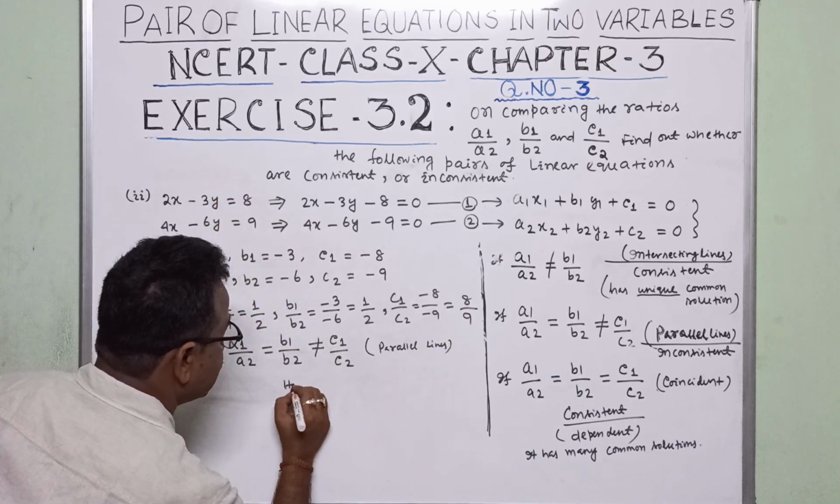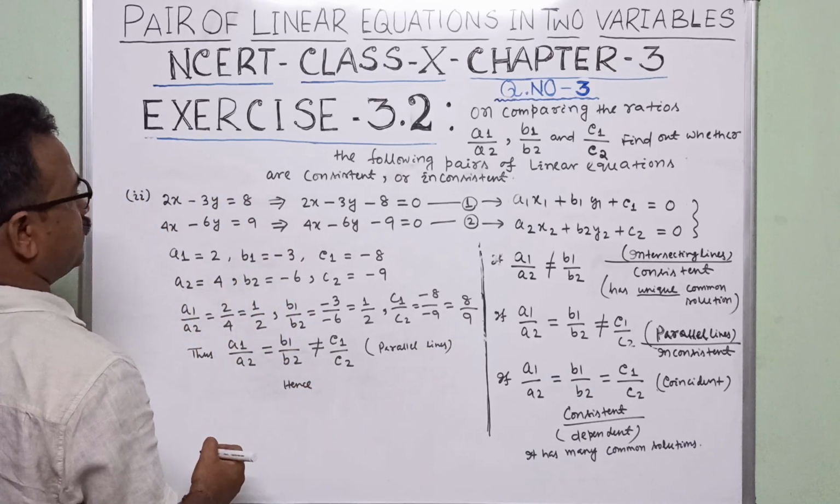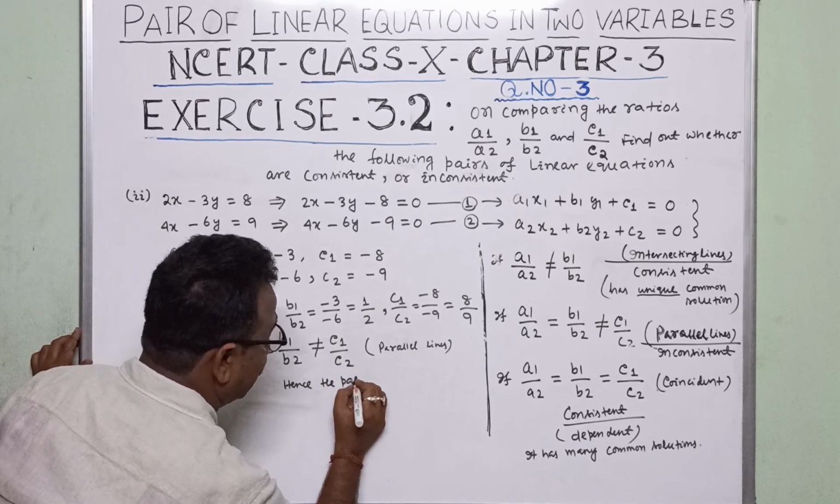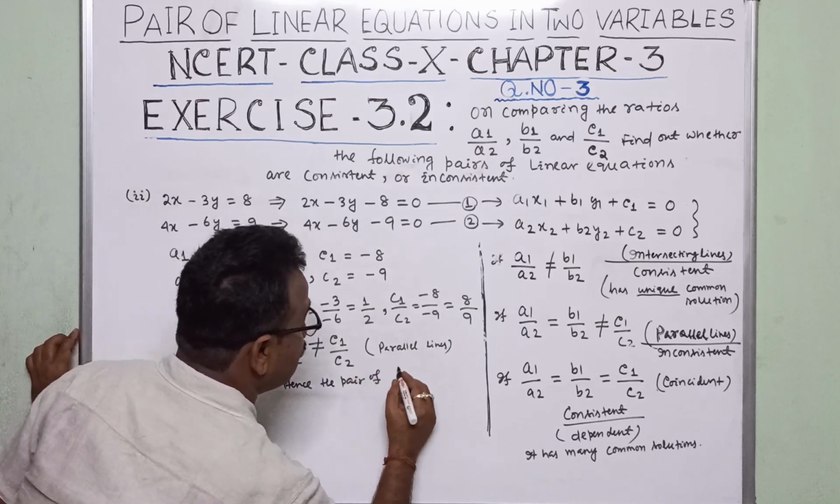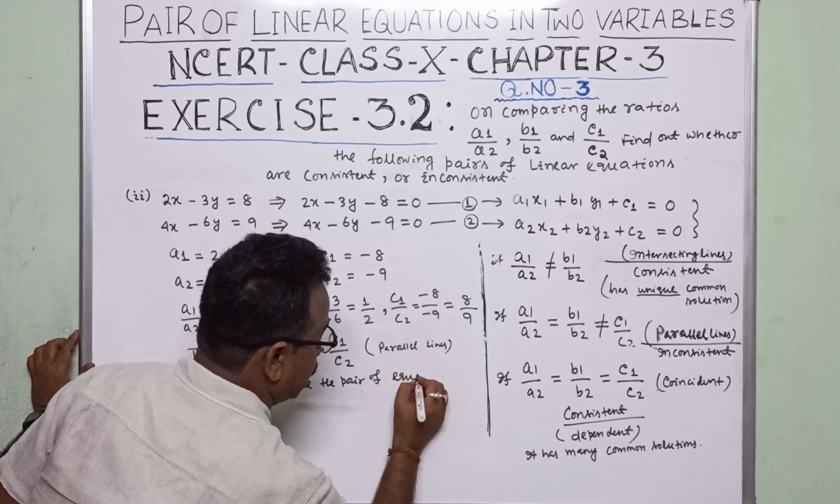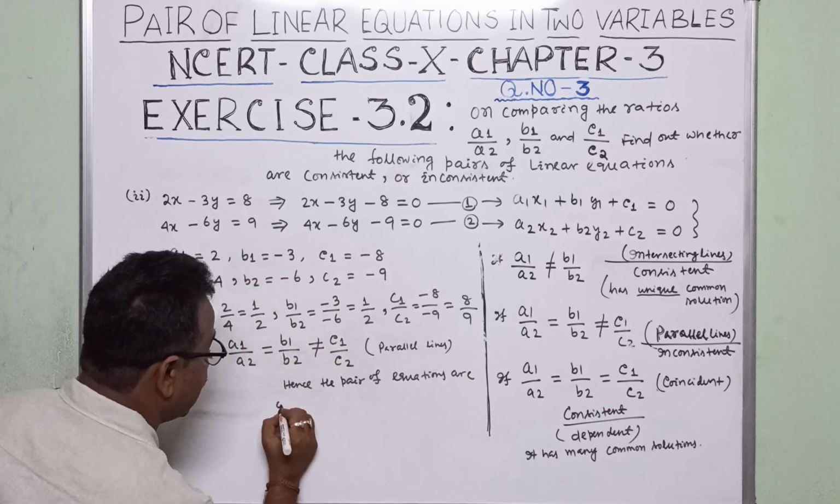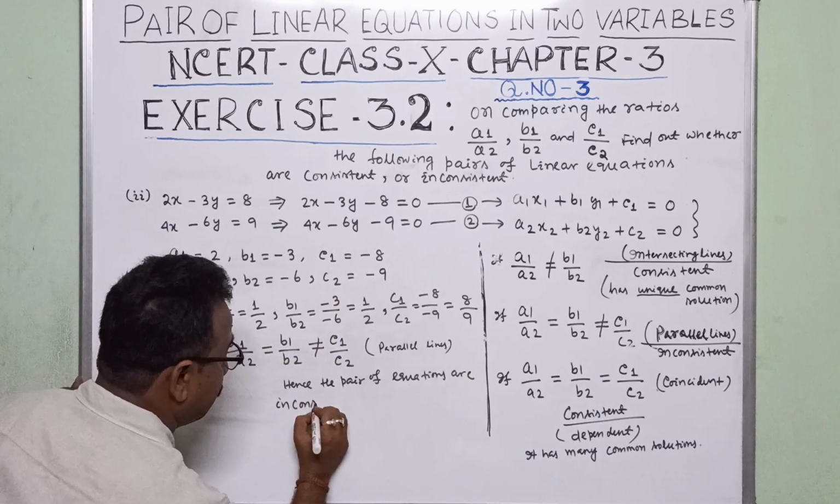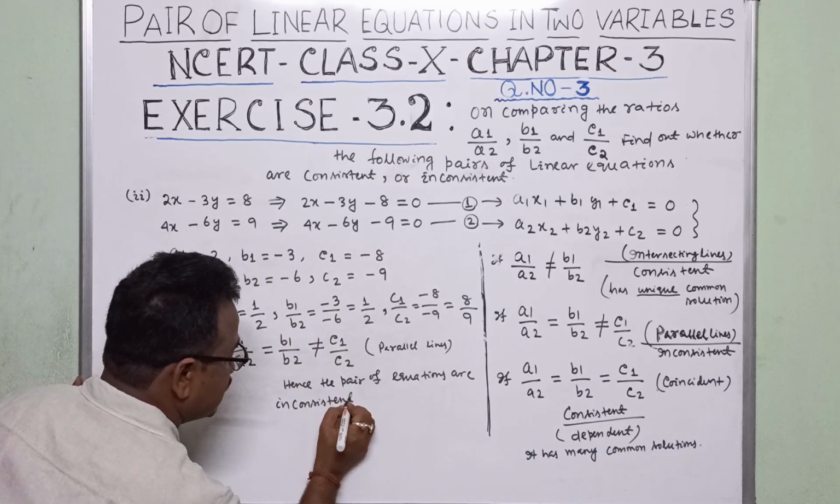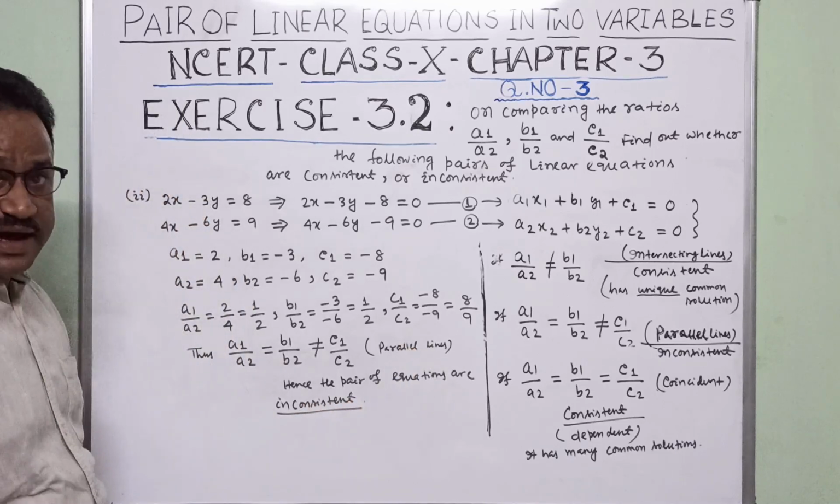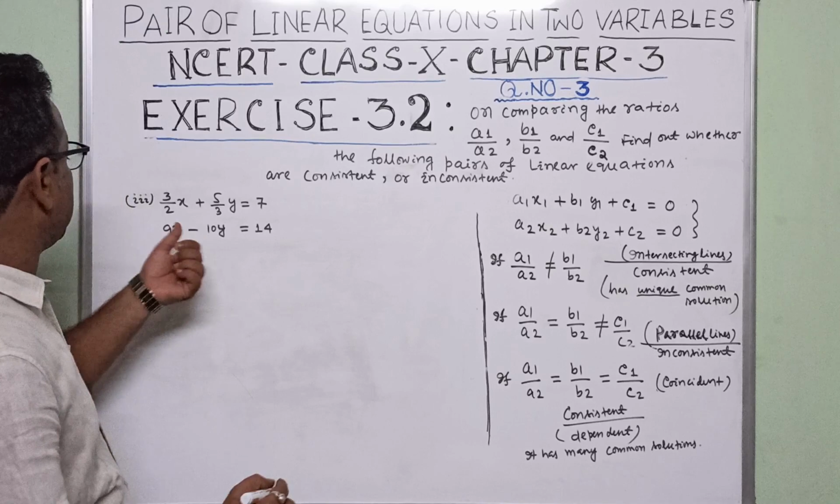Hence the pair of lines, the pair of equations, are inconsistent. Parallel lines, so inconsistent. Now we want to do the next one.